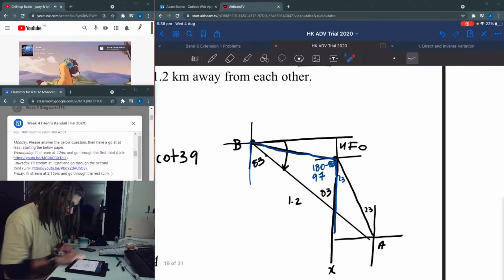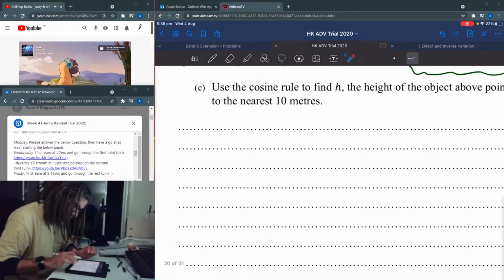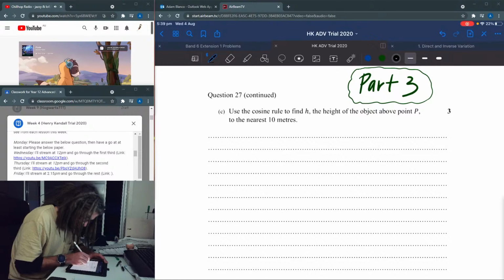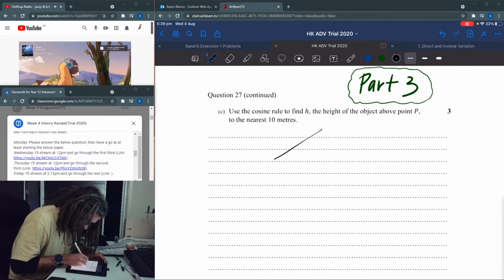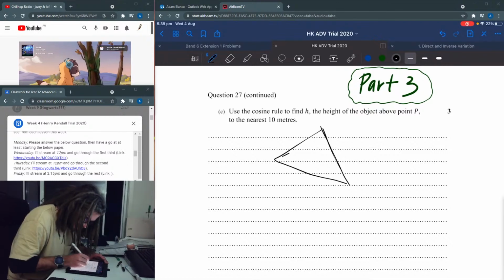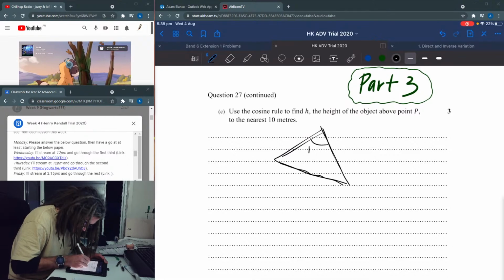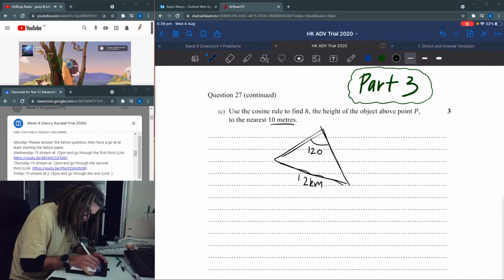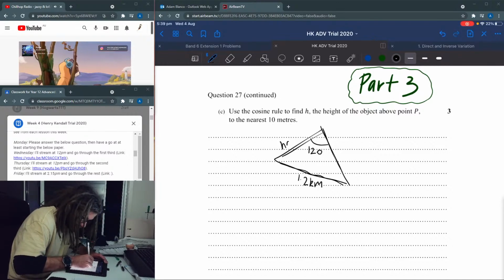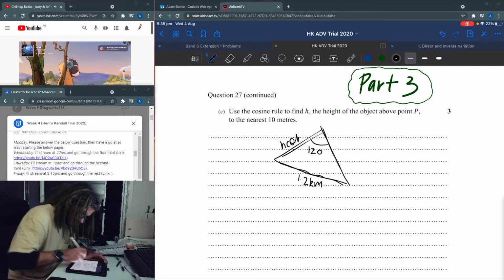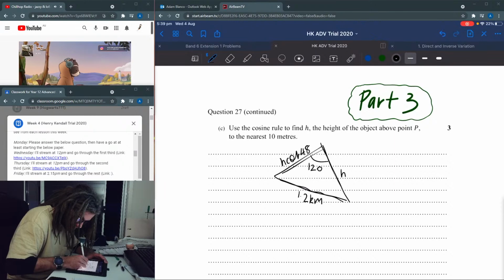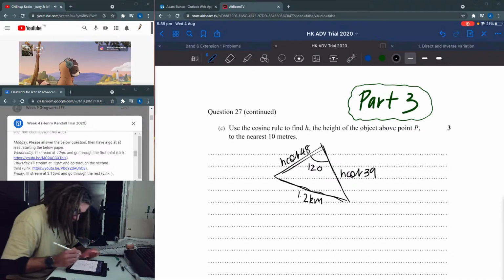So what I'm going to do is over here, I'm going to redraw the triangle. This is that triangle on the base. That was 120. This was 1.2, and that's in kilometers, but I want my thing to be in meters. This was h cot 48, and this is h cot 39. And now I have everything.